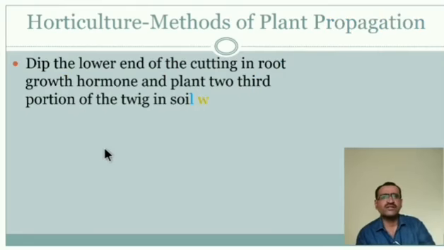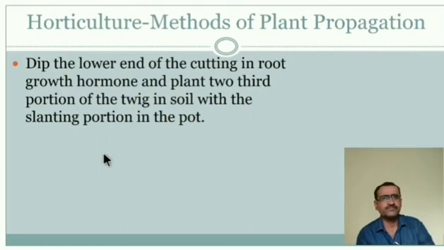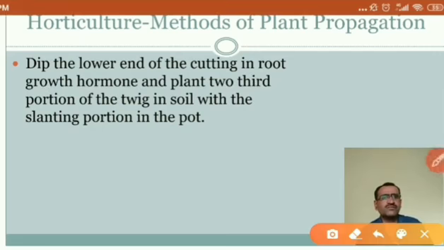When we cut the lowermost side, at that time dip the lower end of the cutting into root growth hormone. Okay, this is an important part. The lowermost part, which is slanted, is dipped into the growth hormone, and plant 2/3 portion of the twig into the soil with the slanting portion in the pot. Okay, 2/3 part can be sown into the soil.